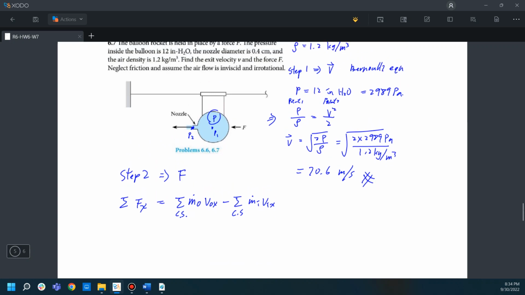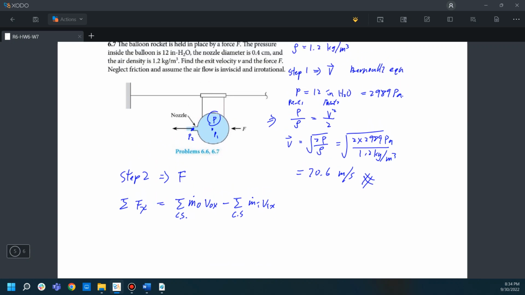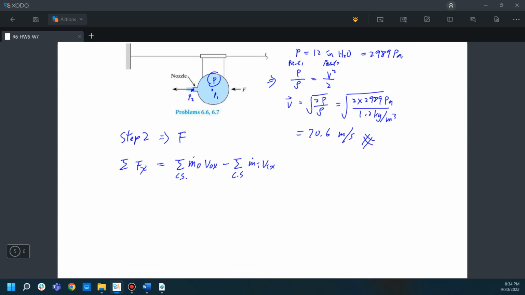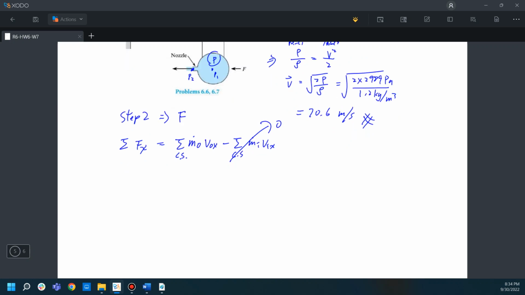Okay, so in this question we don't have the control volume term, okay? And we only have outflow mass flow rate here, so the term for the inflow part is equal to 0. So that being said, this F will equal m dot v, which is equal to rho A v squared. This is the velocity, and we can plug in numbers.